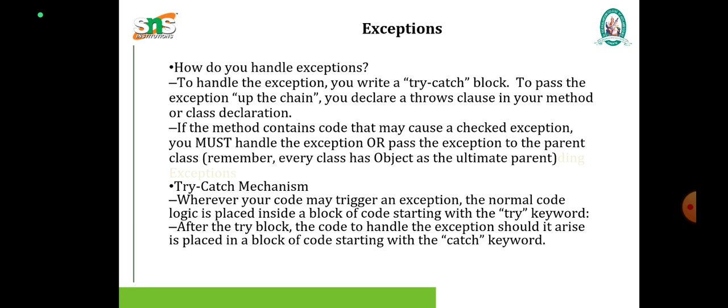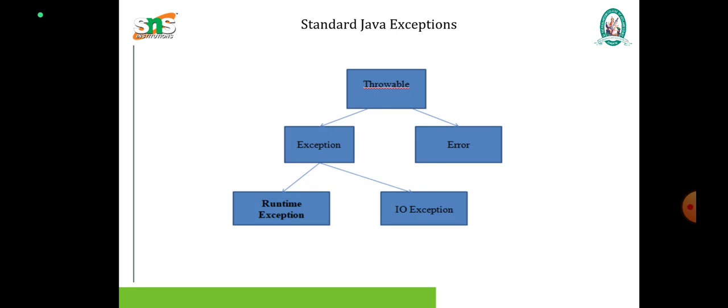Try catch mechanism. Wherever your code may trigger an exception, the normal code logic is placed inside a block of code starting with the try keyword. After the try block, the code to handle the exception, should it arise, is placed in a block of code starting with the catch keyword. Standard Java exceptions: Throwable has two kinds, that is, Exception and Error. Exception is of two types, that is, RuntimeException and IOException, that is, input output exception.